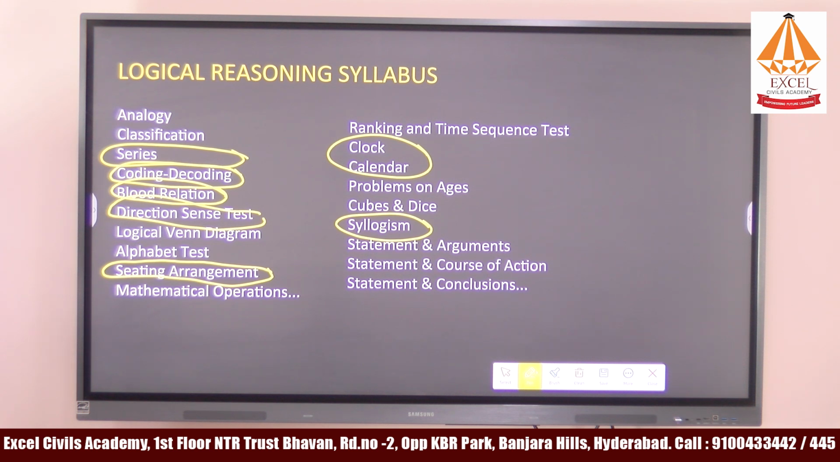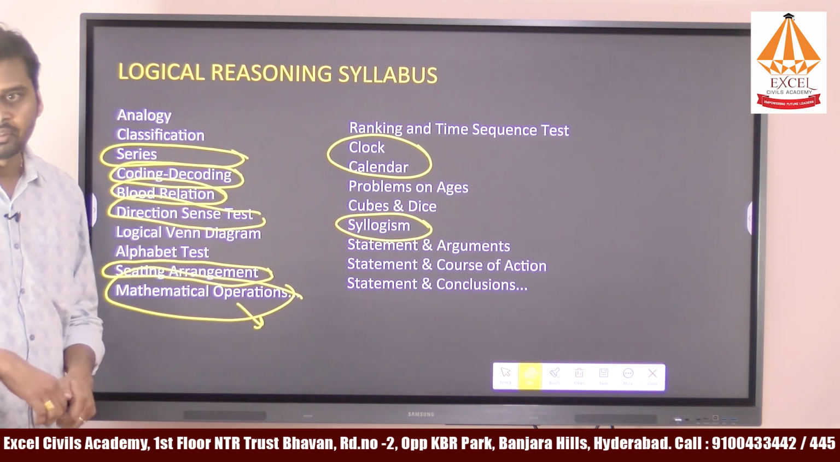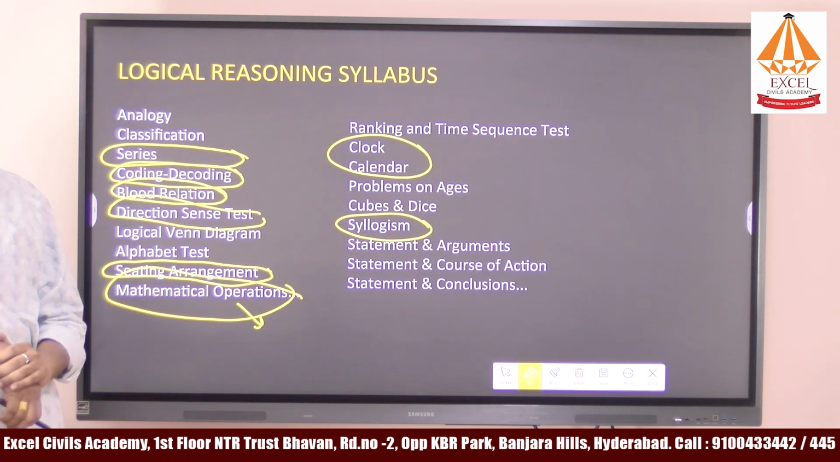Next, logical Venn diagram. Next, alphabet test. Next, seating arrangement. Mathematical operation is also important. It's simply based on the Bodmas rule. Very simple concept, mathematical operation. If you already know that, we can do it by using the simple application called Bodmas rule.